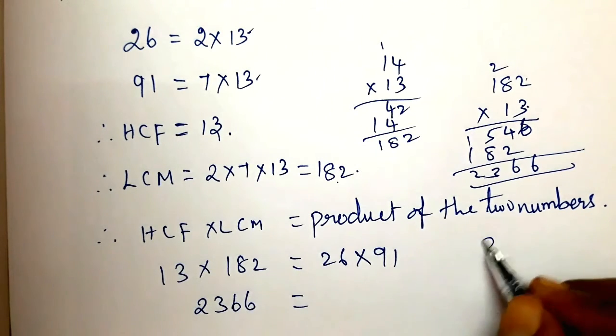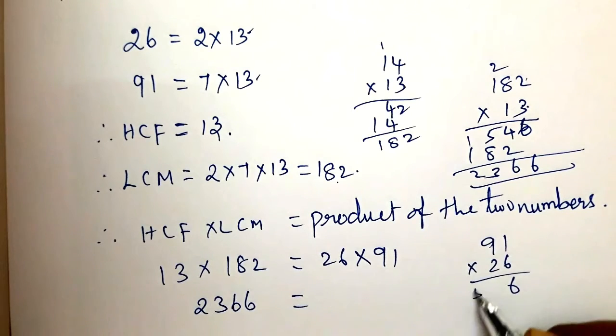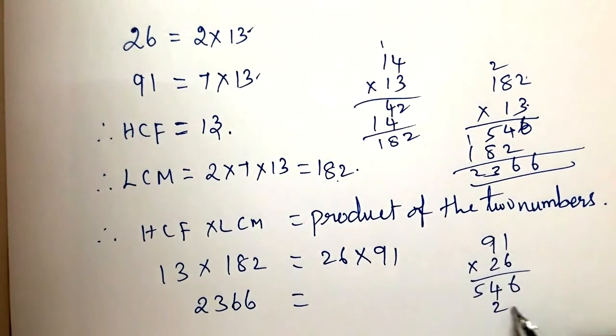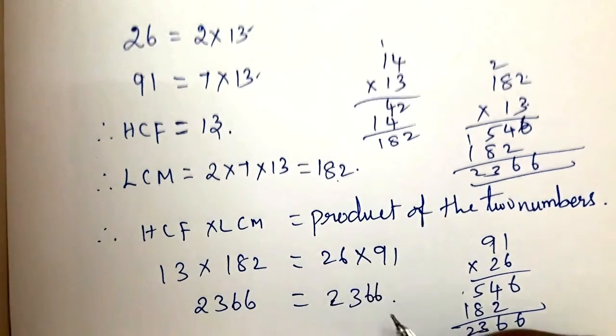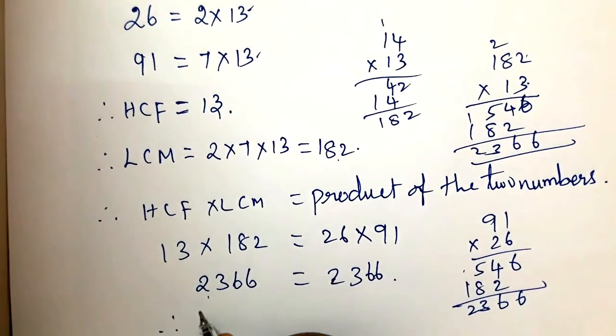Next do the multiplication here. 91 into 26, 6 1s are 6, 6 9s are 54, 2 1s are 2, 2 9s are 18. So do the addition here. We should get same 2366. So both sides we should get same answer. Therefore hence verified.